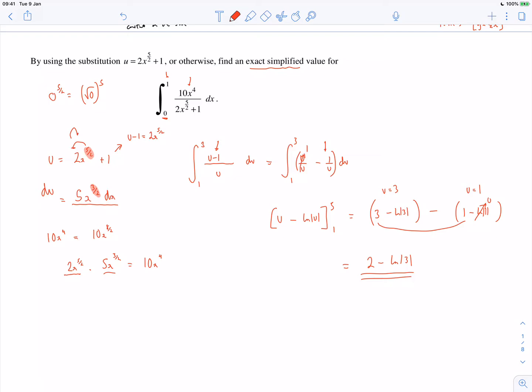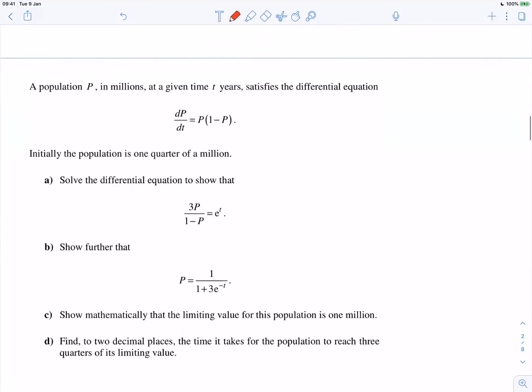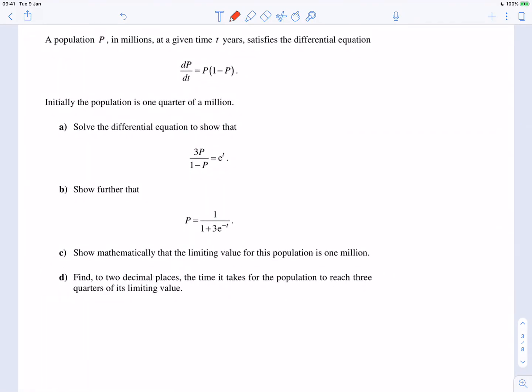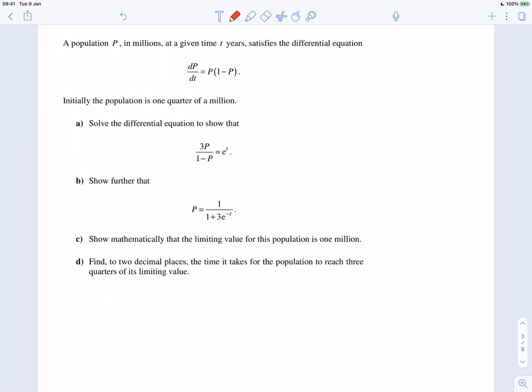Cool. All right then. So we've got a differential equation here. If you want to give it a go, you may need to use partial fractions here. Pause the video, give it a go.